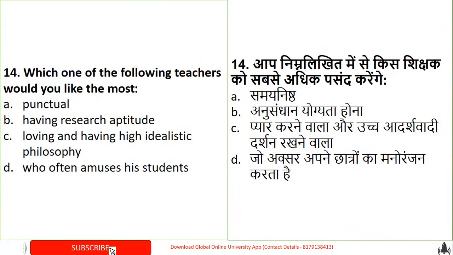So when we talk about question number 14, which of the following teachers would like the most? Okay, now please read this question very carefully. Which of the teachers? It means students like which of the teachers? Teachers who are punctual, teachers who are having research aptitude, teachers who are loving and having idealistic philosophy, or teacher who often amuses his or her student. Amuses, it means to entertain. Here amuses, it means to entertain.